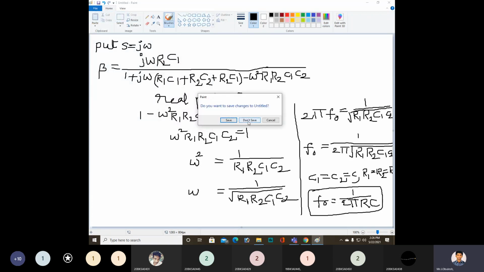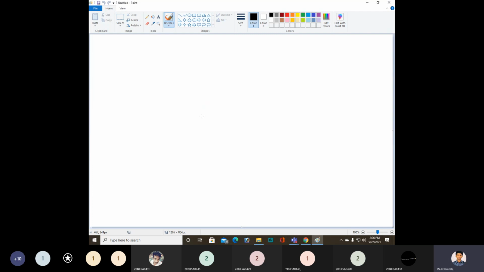Then next, we have a condition for oscillations. R is equal to R2 C1 by R1 C1 plus R2. Remaining we have the imaginary part. We need to see that. Here the real part equals 0. We already did that.